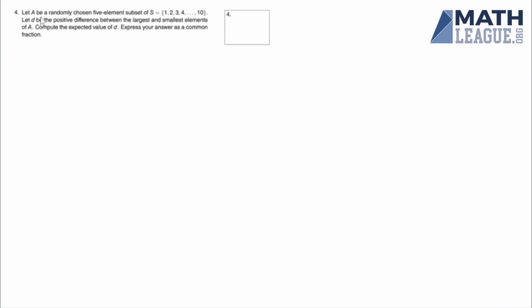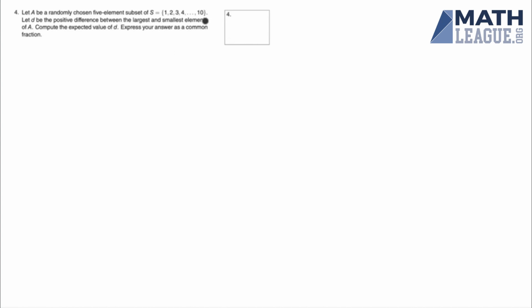So let A be a randomly chosen 5-element subset of S, which is all of the positive integers from 1 to 10 inclusive. Let D be the positive difference between the largest and smallest elements of A. Compute the expected value of D.